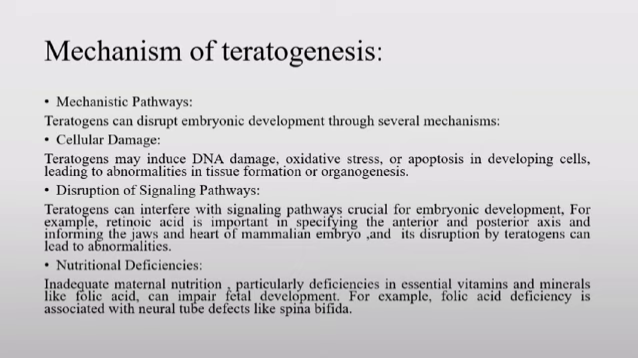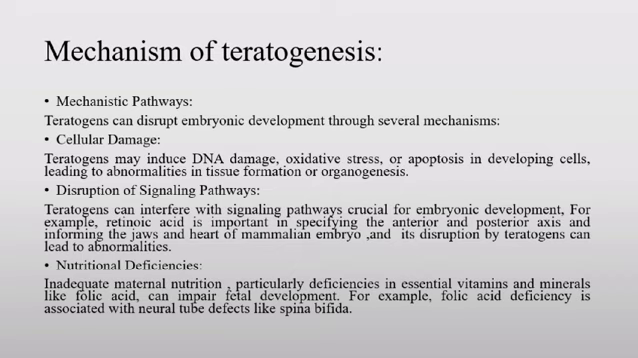Mechanistic pathways. Teratogens can disrupt embryonic development through several mechanisms. For example, cellular damage. Teratogens may induce DNA damage, oxidative stress, or apoptosis in developing cells, leading to abnormalities in tissue formation or organogenesis. Disruption of signaling pathway.